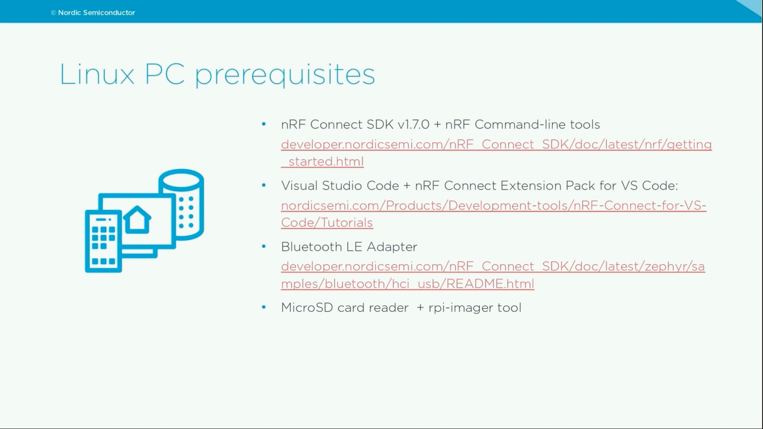It can be a BLE adapter embedded in your laptop, but in case you don't have one, you can use the HCI USB sample in the nRF Connect SDK to turn a spare nRF52840 DK into a BLE adapter. Last but not least, you will need a microSD card reader and the Raspberry Pi Imager tool to install an operating system for the Raspberry Pi.